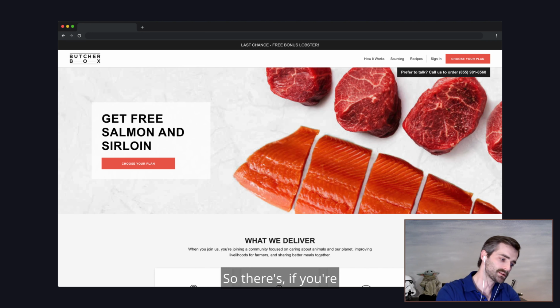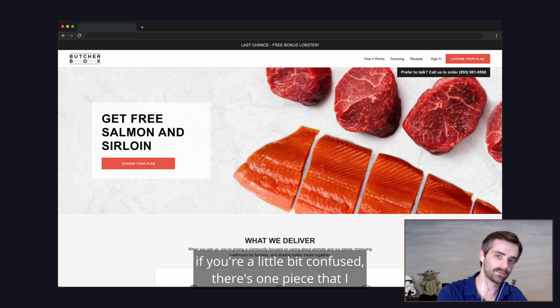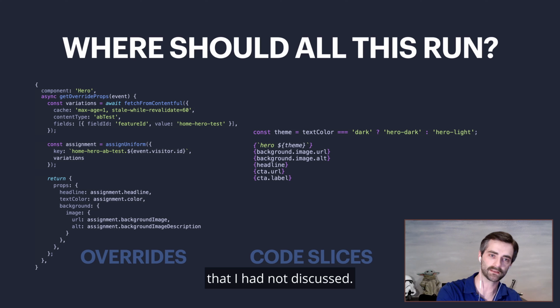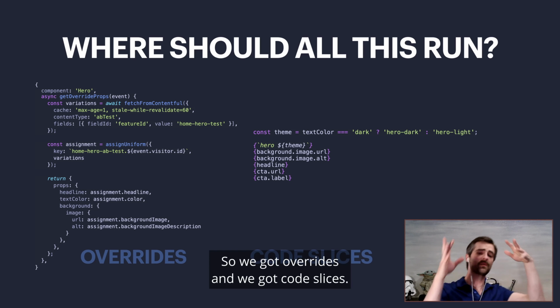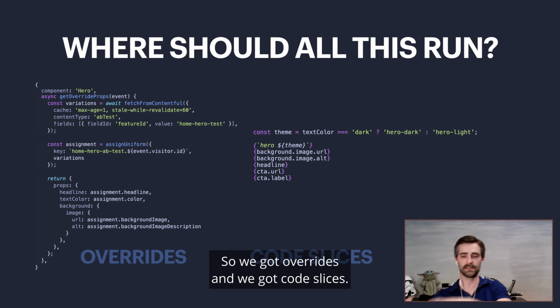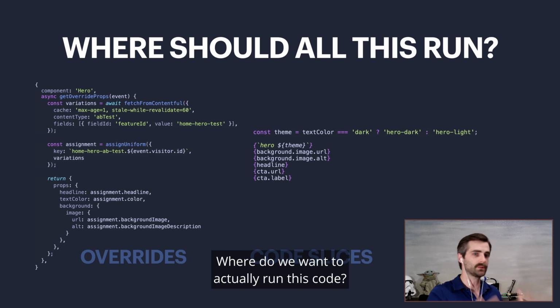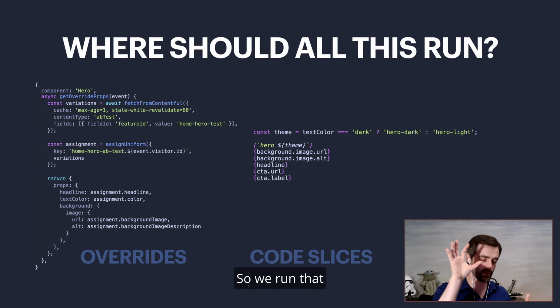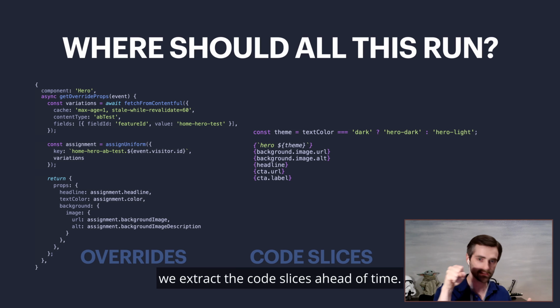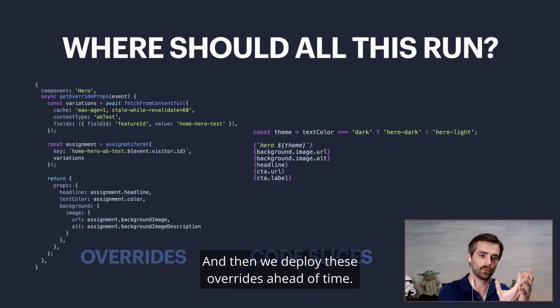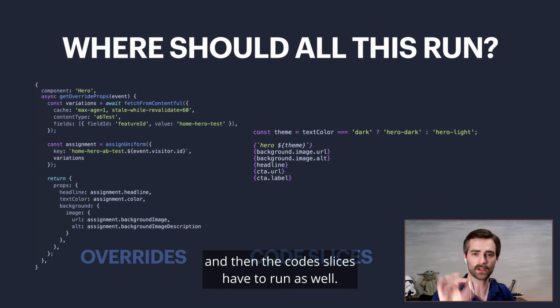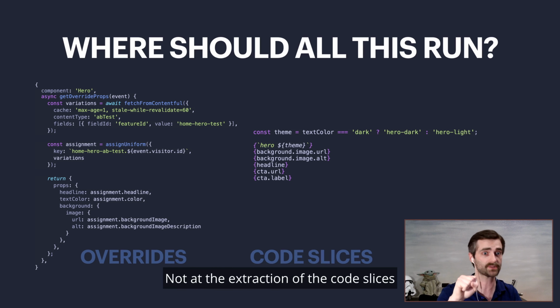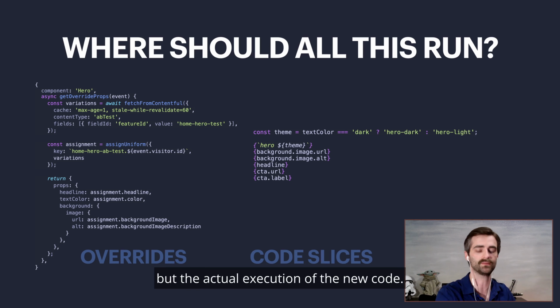So if you're a little bit confused, there's one piece that I had not discussed. So we got overrides and we got code slices. Where do we want to actually run this code? So we extract the code slices ahead of time, and then we deploy these overrides ahead of time. But where do the overrides run at runtime, right? They have to run during the request. And then the code slices have to run as well. Not the extraction of the code slices, but the actual execution of the new code.